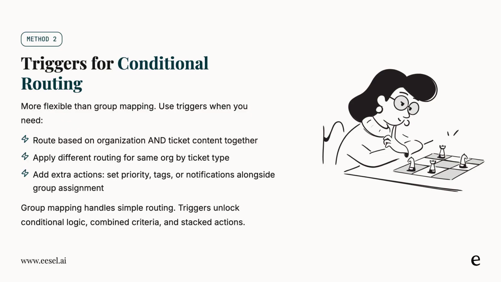Triggers give you more flexibility than group mapping. Use them when you need to route based on organization and ticket content. Apply different routing for the same organization based on ticket type, or add extra actions like setting priority or sending notifications alongside the group assignment.